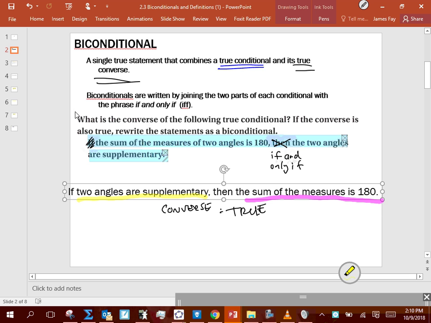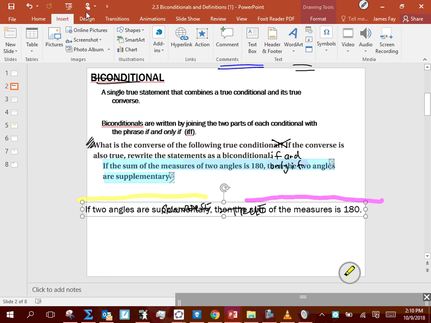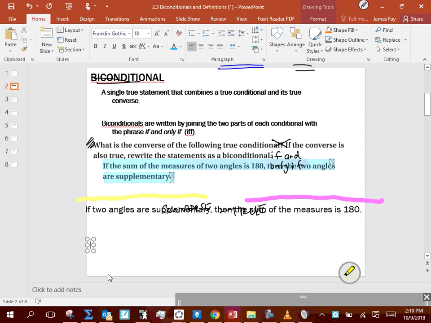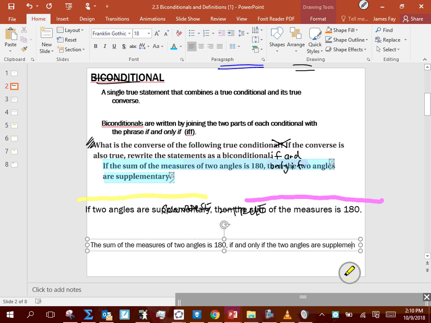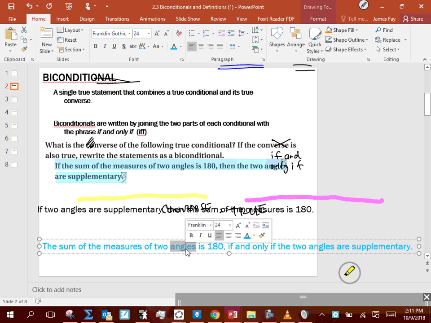That then is what we call the biconditional. I'm going to type it in here so you can see it in its entirety: the sum of the measures of two angles is 180 if and only if the two angles are supplementary. Now that blue phrase right there is a biconditional.